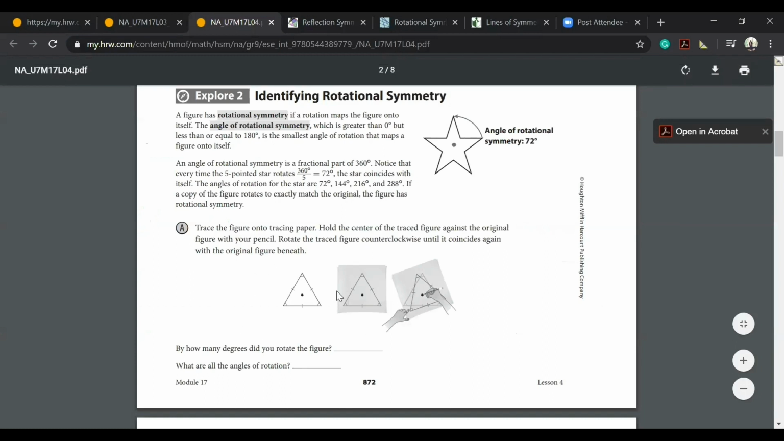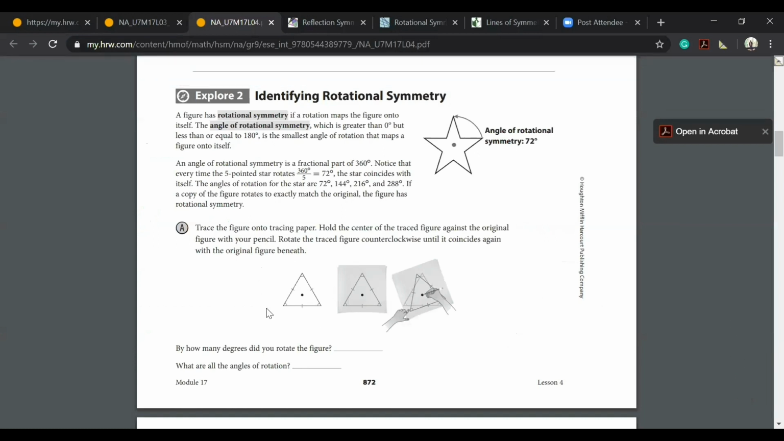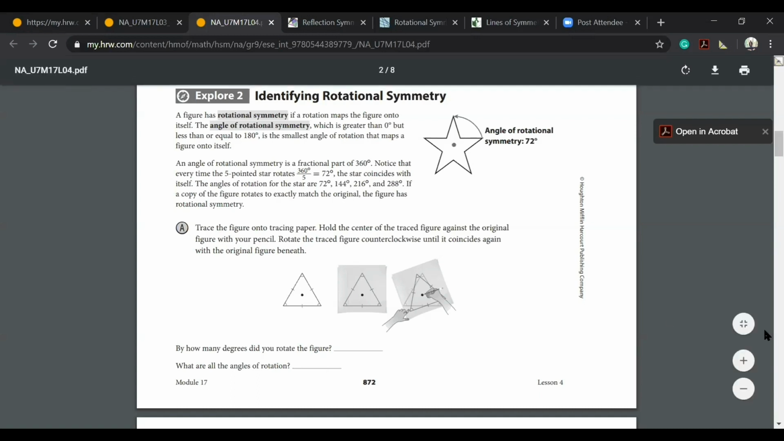What if we have an equilateral triangle? Why equilateral? Because all sides are equal. If they are not equal, do they have rotational symmetry? No. Since this is an equilateral triangle, it has a rotational symmetry. To find the degree, by how many degrees did you rotate the figure? How many sides do we have in our triangle? I have 1, 2, 3. So I'm going to divide 360 as we did before.